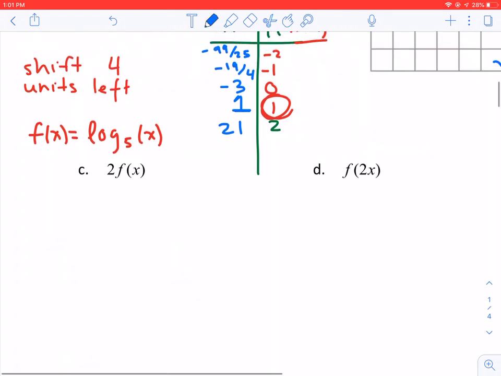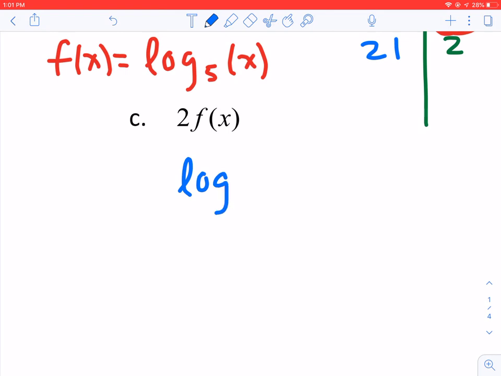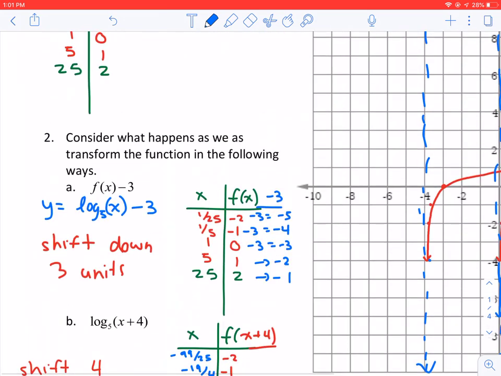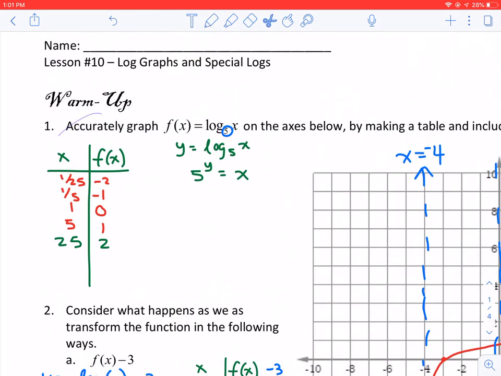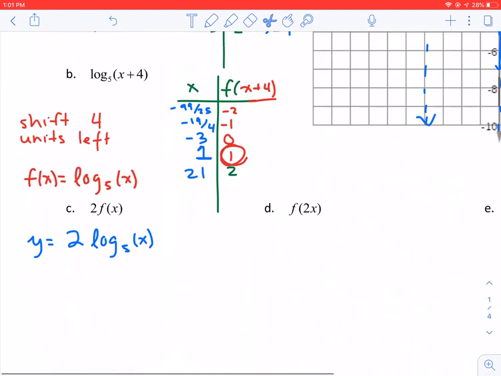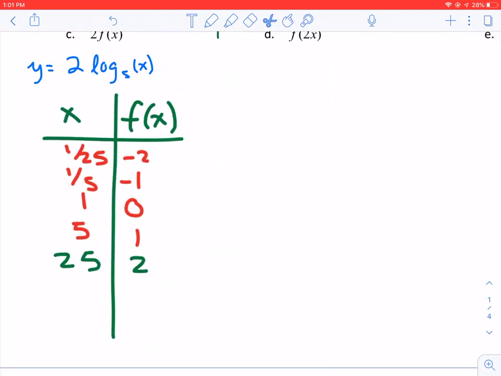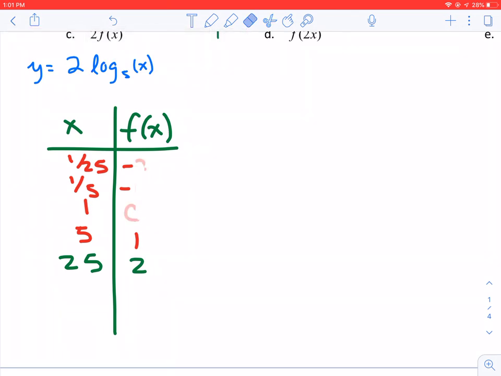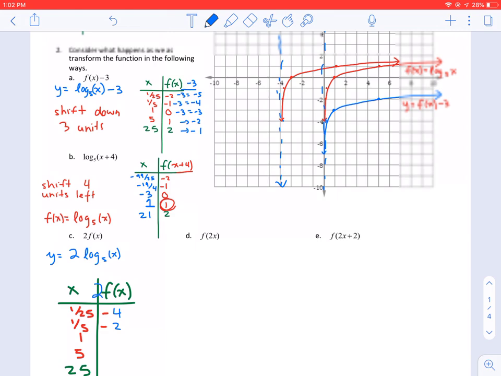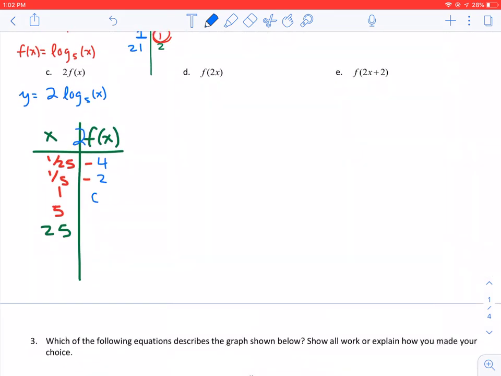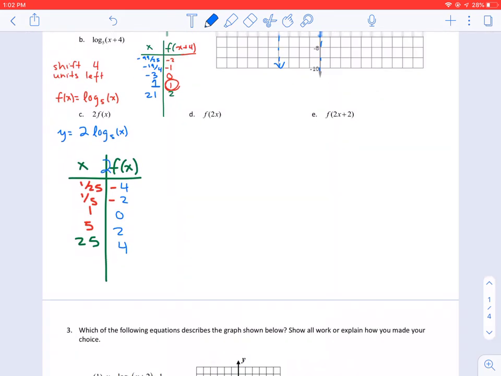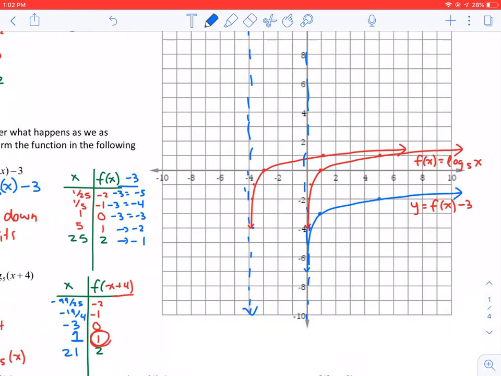2f(x). f(x) again was log base 5 of x. So if I do 2 times that, that'll be y equals 2 log base 5 of x. If I copy this table again, when I multiply by 2, that's a vertical stretch. All my y values are going to multiply by 2, 2f(x). So that becomes negative 4, negative 2, 0, 2, and 4.